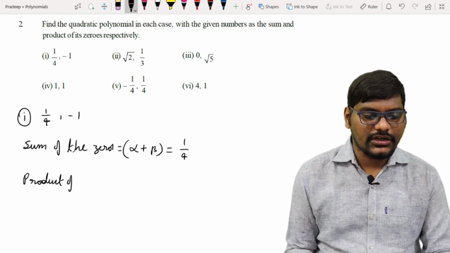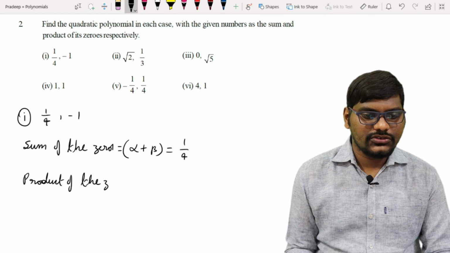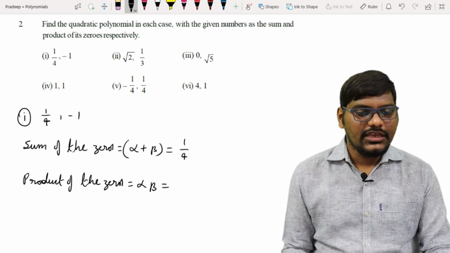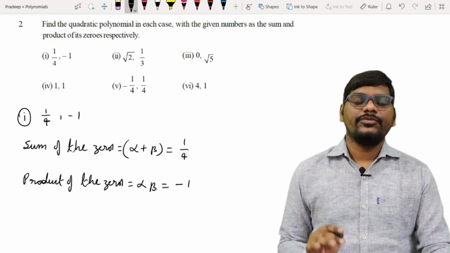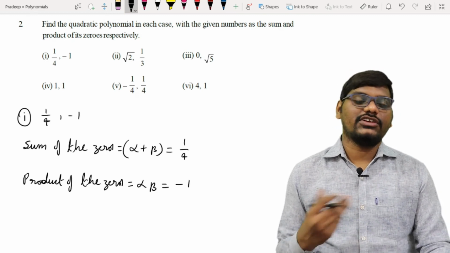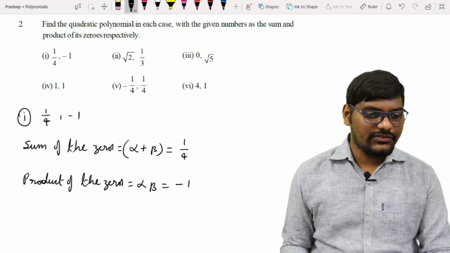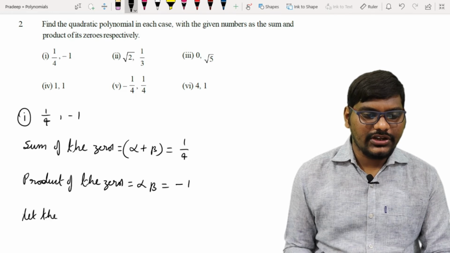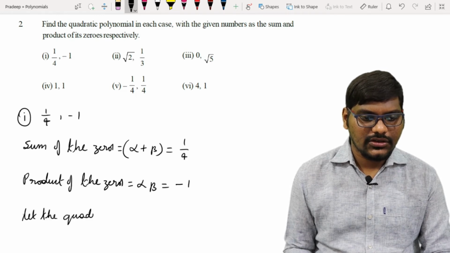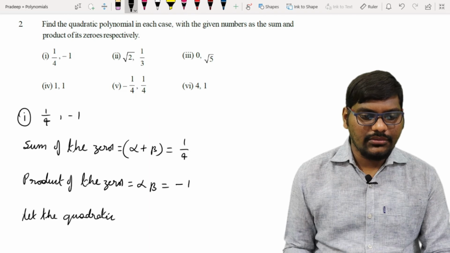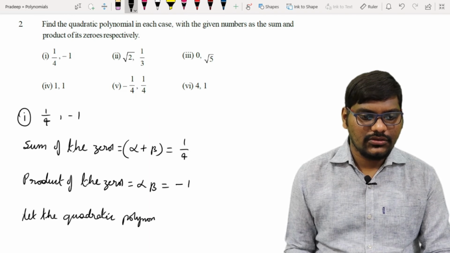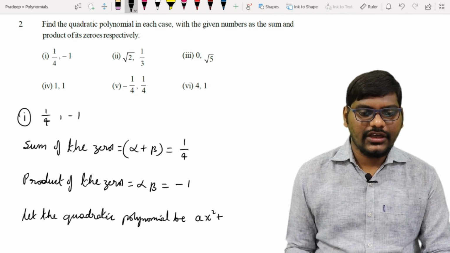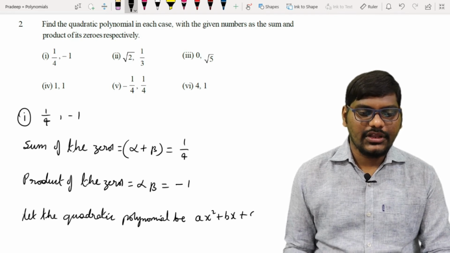And I can write product of the zeros also. So product in the sense we have to just multiply. So they have given it as minus 1. So quadratic equation in the sense, what is the general form of the quadratic polynomial? That we'll write here. That is, let the quadratic polynomial be ax square plus bx plus c.